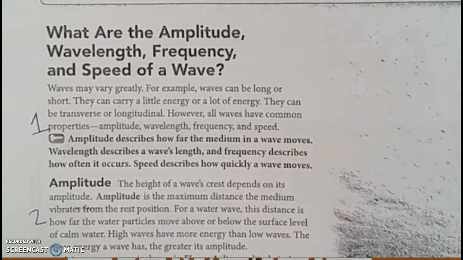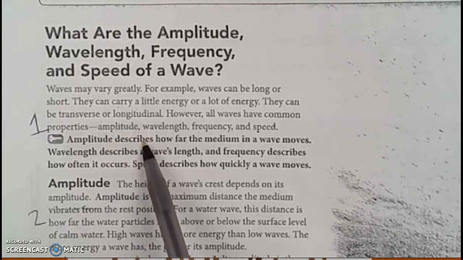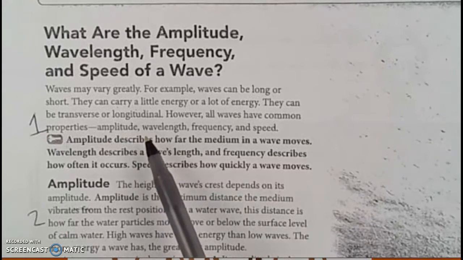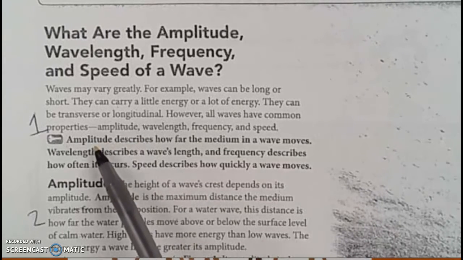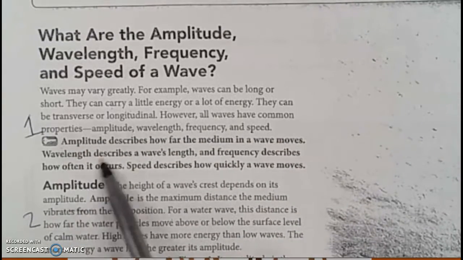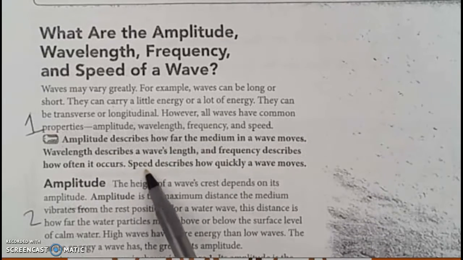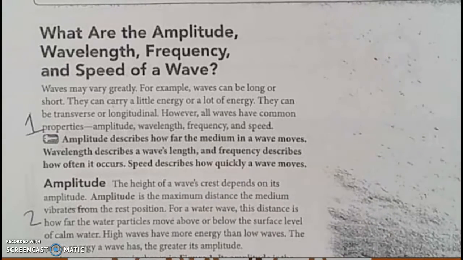Okay, it is your turn to find the important words in that paragraph. Now, I'm still going to read this bolded part, and that should help you figure out what's important. So it says, amplitude describes how far the medium in a wave moves. Wavelength describes a wave's length, and frequency describes how often it occurs. Speed describes how quickly a wave moves.